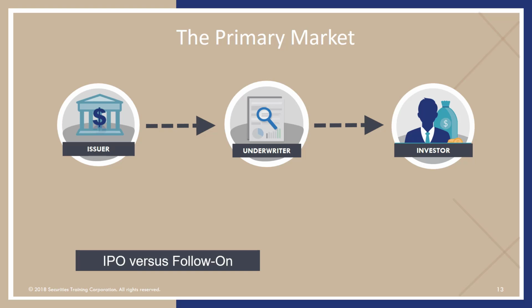In many cases, existing companies, when they do the IPO, don't sell 100% of the company. They might sell 20% or 30%. And one of the reasons they don't is because they may want to sell securities later on. And if they do that, that's called a follow-on offering.